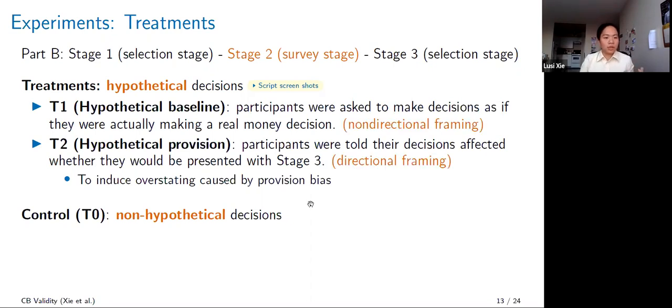So what's the difference between the two treatments? First is the framing. T1 does not have directional framing, so the framing is non-directional, and T2 has the directional framing. Also, hypothetical decisions in T1 do not have any consequences on participants' real money payout, but hypothetical decisions in T2 might have consequences on the participants' payout if the randomly selected decisions were found in stage 3.